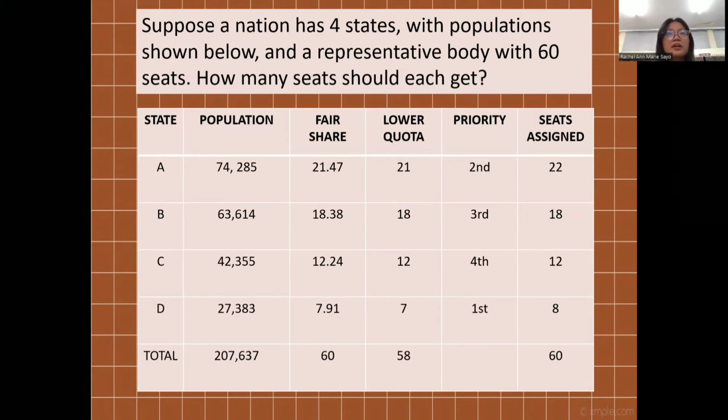In fair share, we have here 21.47, 18.38, 12.24, 7.21, and 60. The lower quotas will result as 21, 18, 12, 7, totaling 58, and then the second, third, fourth, and first in priority have seats assigned. Here in total, in this table, seats assigned are 22, 18, 12 and 8, with a total of 60 seats in all.